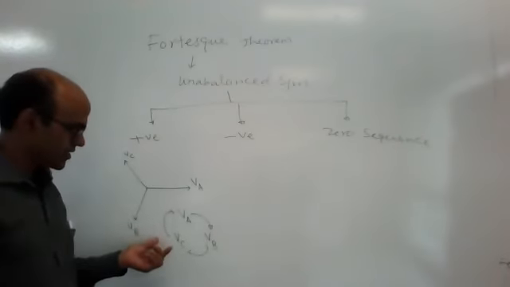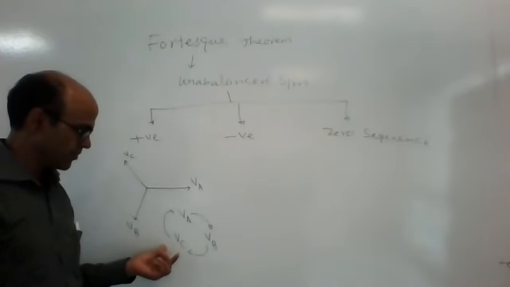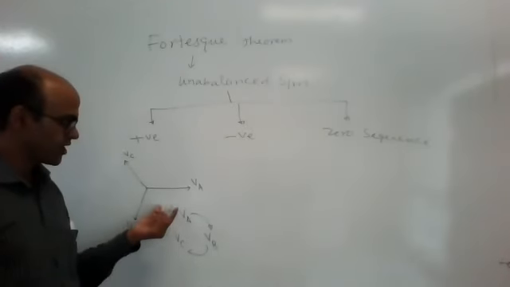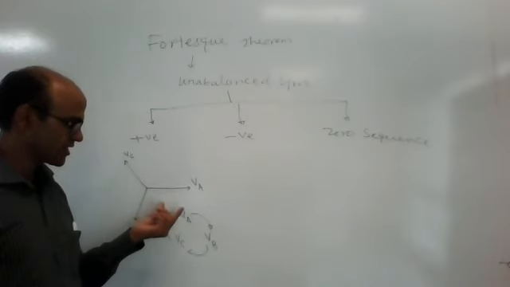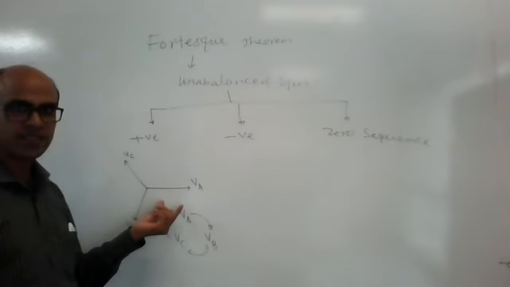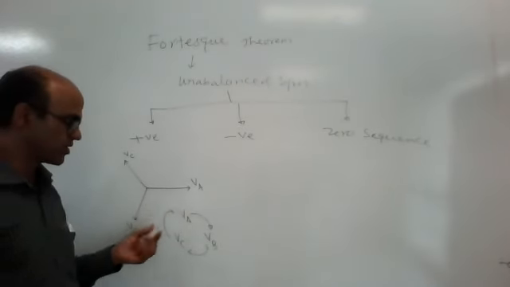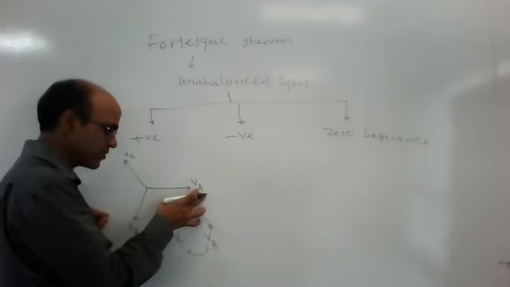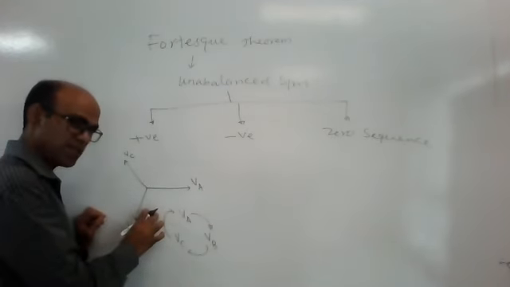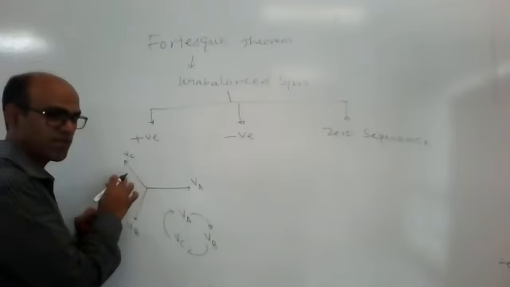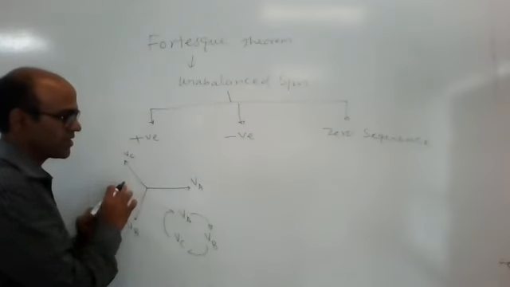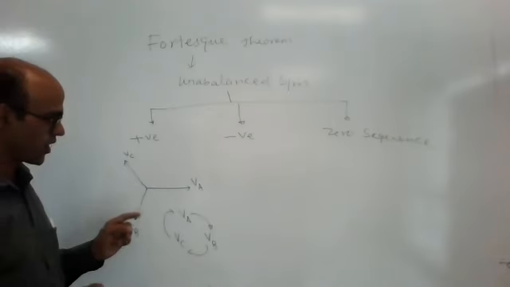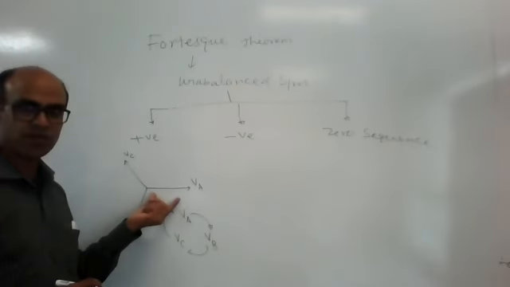The order in which they are achieving their maximum value is called phase sequence. Voltage magnitude: in which sequence are they achieving their maximum values. It means first phase A will achieve its maximum value, then phase B will achieve its maximum value, then phase C will achieve its maximum value. That is the meaning of phase sequence, the order in which they are achieving their maximum value.